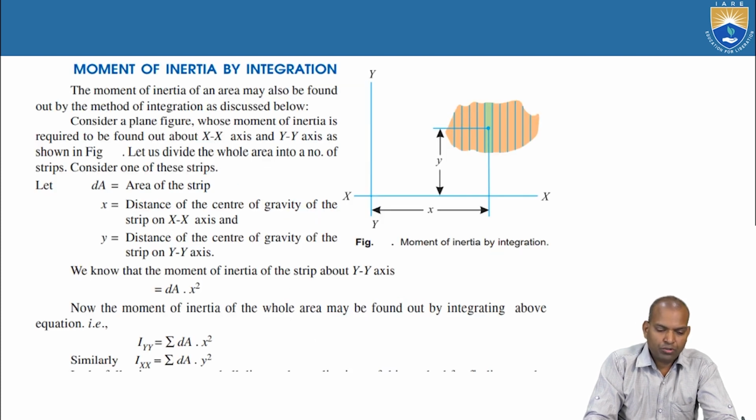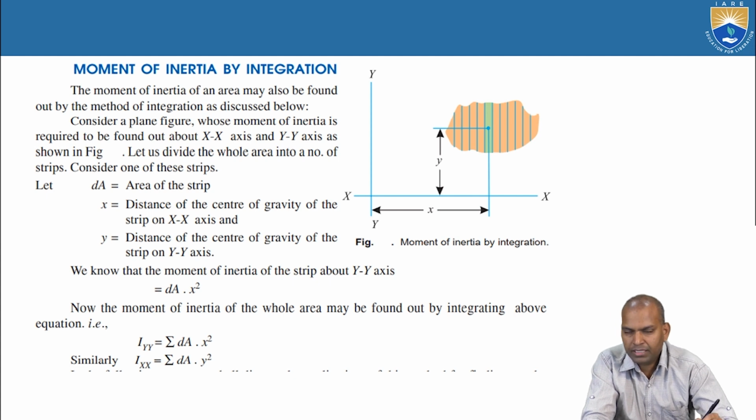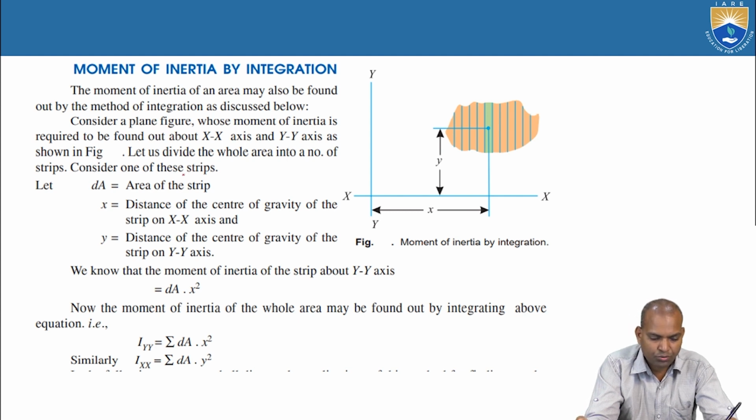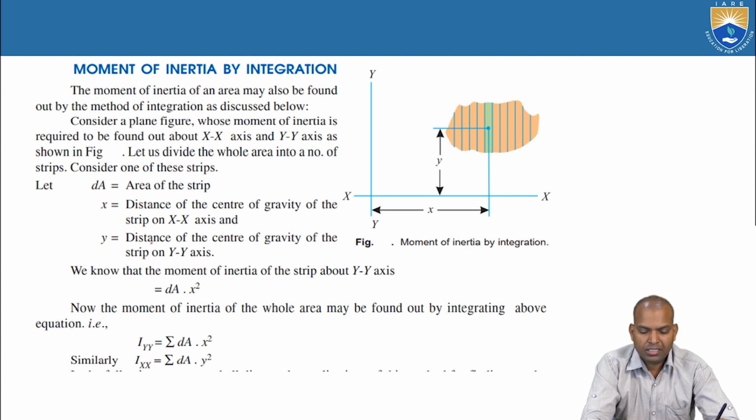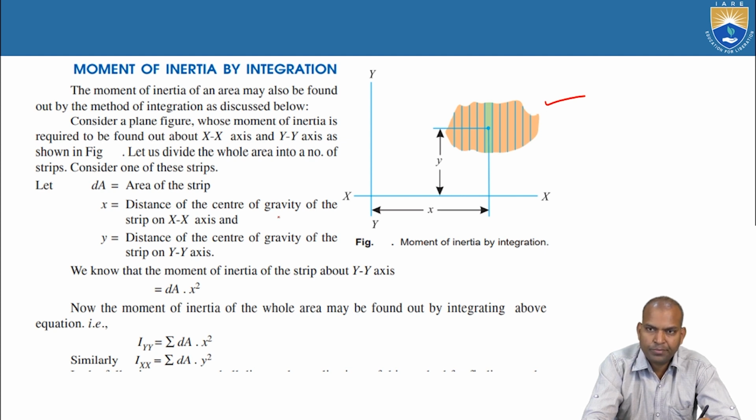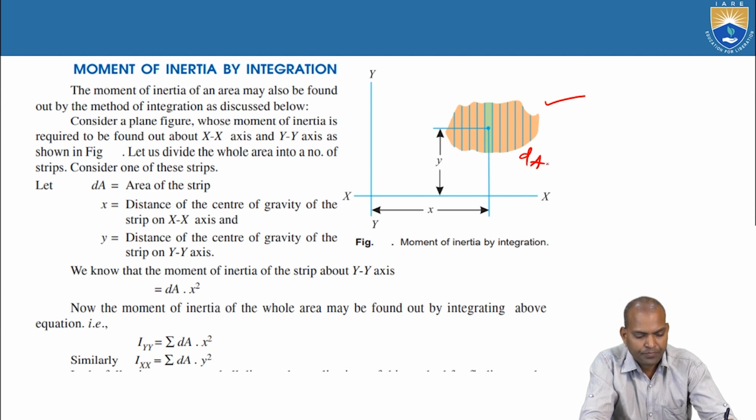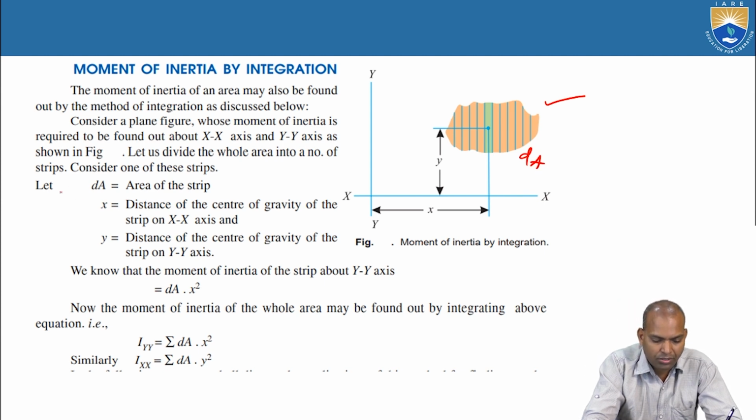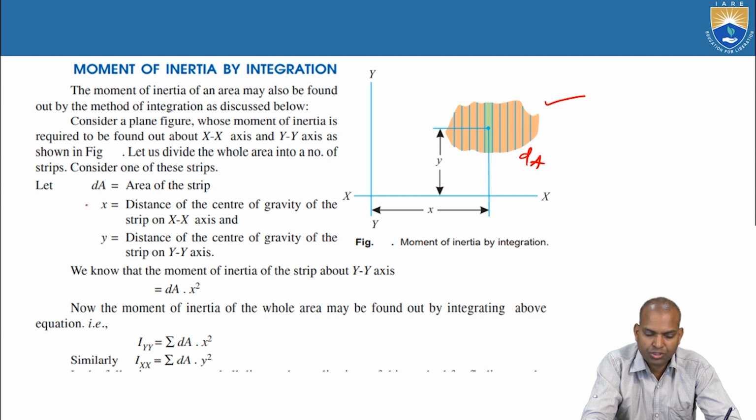Now we are going to find out the moment of inertia by integration. What we have mentioned in a simple manner is sigma A R square. How it is calculated mathematically: here we consider the geometry. The plane area is an arbitrary geometry, and the axes xx and yy are the reference axes. Now dA is the elemental area of the strip, and x is the distance of the center of gravity of that elemental strip from the reference axis.